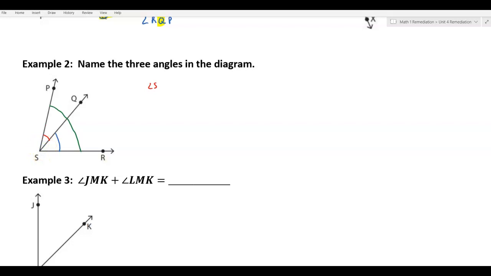So to name the red angle, if I trace it, angle PSQ. Or, again, I could do angle QSP. Vertex has to be in the middle. If I name the blue angle, I'm going to trace it. Angle QSR here. Angle QSR. Or, if I start at R, angle RSQ.